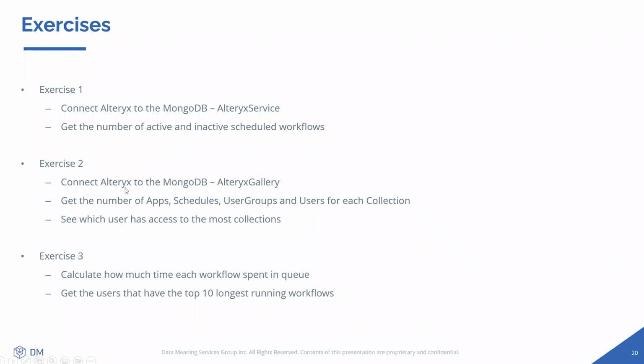Then in exercise 2, we're going to connect Alteryx to MongoDB, specifically the Alteryx Gallery, and we're going to find the number of apps, schedules, user groups, and users for each collection. And then we're going to review our results against my gallery to make sure everything looks right. Then we're going to calculate the amount of time spent in each queue, and figure out the users that have the top 10 longest running workflows. This is going to be cool because this is where you're actually going to see us having to go between 2 separate tables on the Alteryx Gallery. So let me get that up and running, and I'll be back with you in just a second.